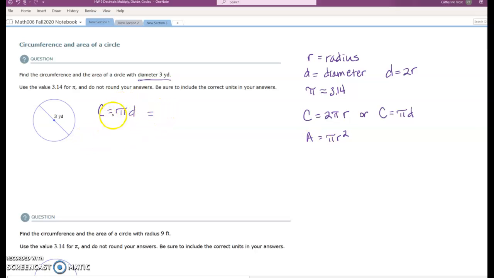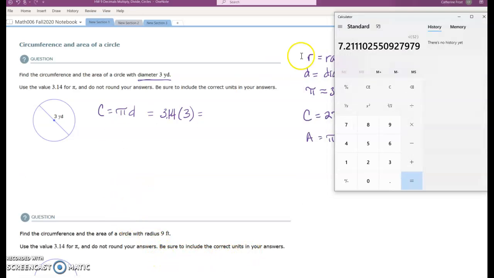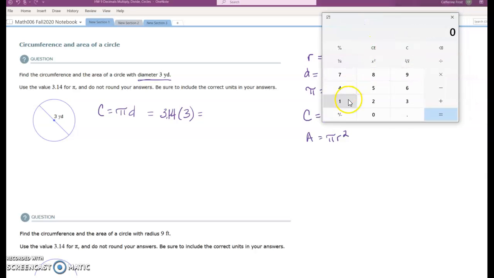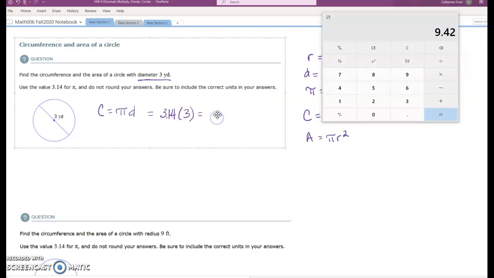for my circumference. So pi is approximately 3.14, and then our diameter is given to us as 3. So I'm just going to multiply these two together. What would that be? Get my calculator going. 3.14 times 3. 9.42, and it said don't round, so we would want to put in exactly 9.42.